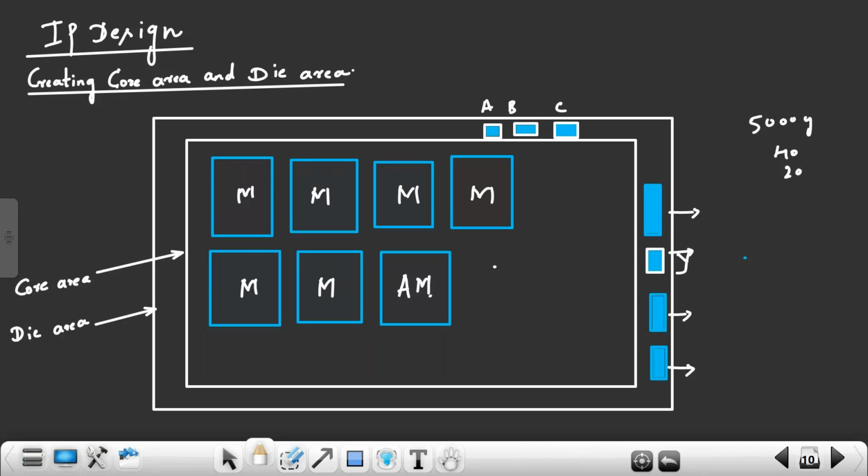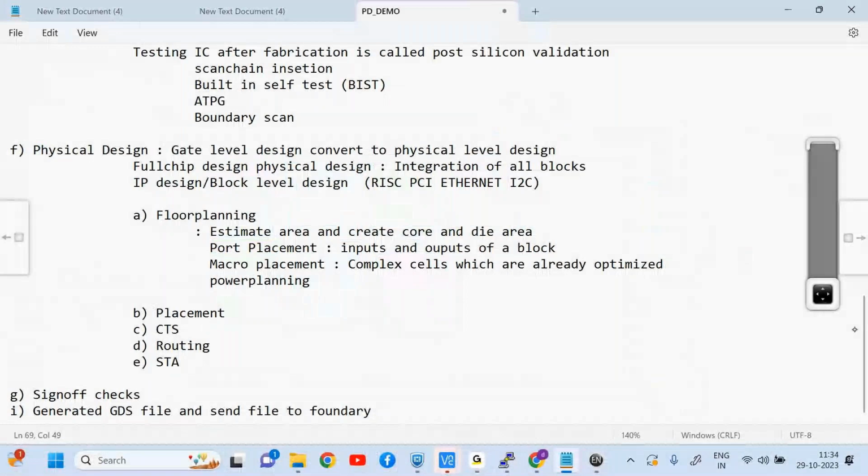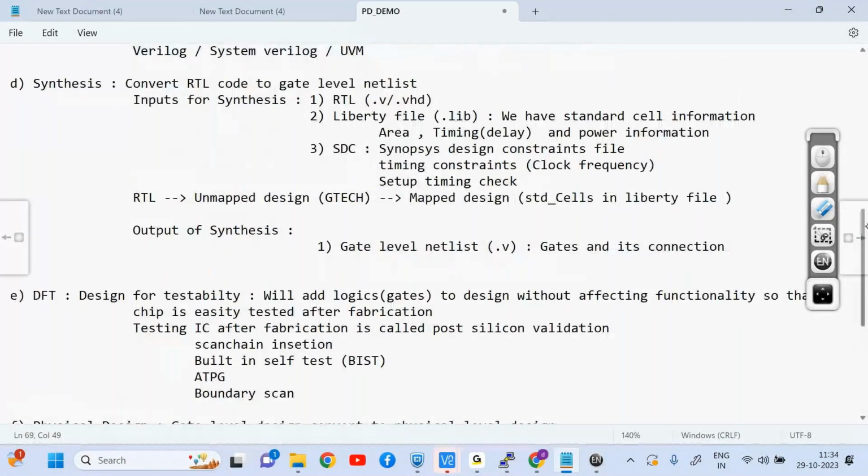So what are macros? I repeat once again. Macros are the complex cells whose design I don't want to do from the beginning. I don't want to include them in this designing part. I don't want to write the Verilog code. See, macros are instantiated during RTL design only. For example, your RTL requires 10 SRAM blocks. Instead of writing the Verilog code for 10 SRAM blocks, directly use the macro name.